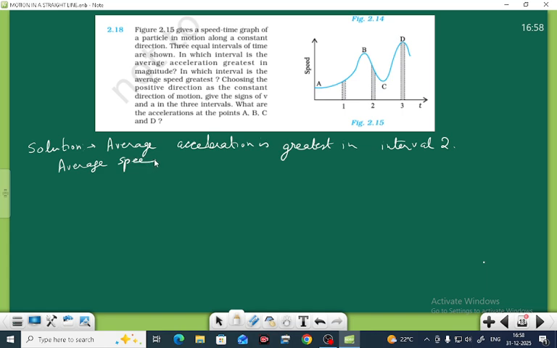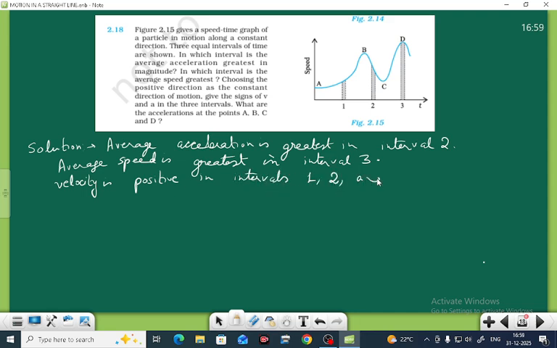Average speed is greatest in interval 3. V is positive in intervals 1 to 3. Velocity is positive in intervals 1, 2 and 3.